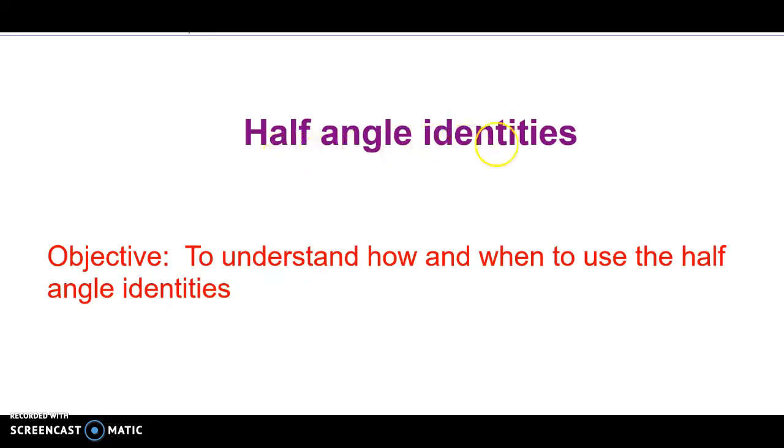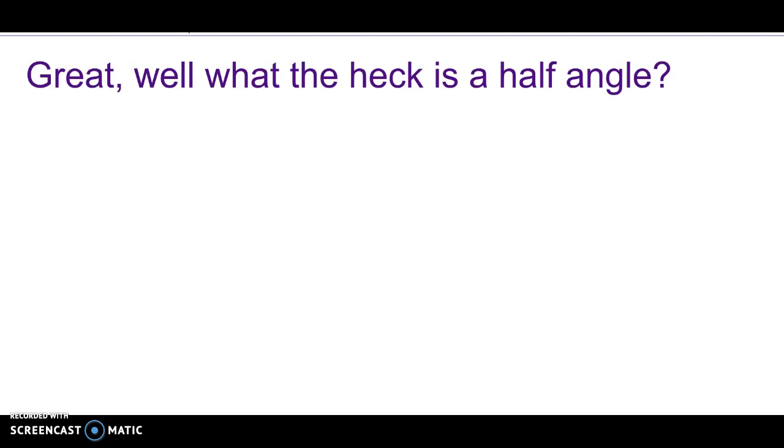All right, so let's talk about half-angle identities. If you recall, we learned recently about double-angle identities. So what's a half-angle identity? Well, let's think about the double-angle identities that we did. Let's just do cosine of 2 theta.